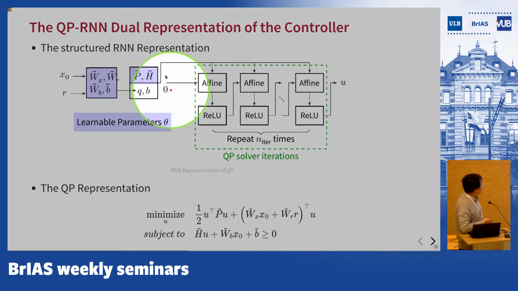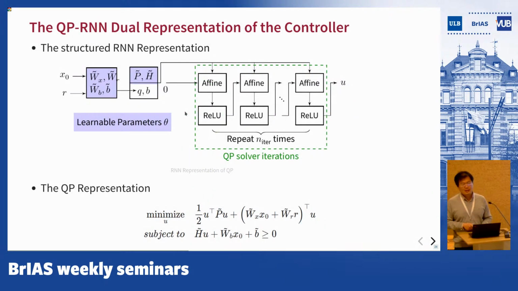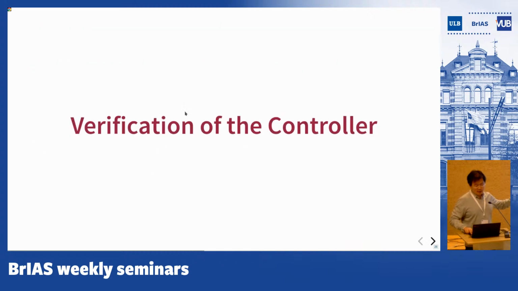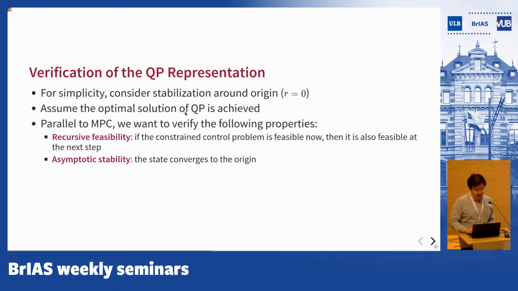On the other hand, once you have this, you can recover this QP representation. You can go back to the optimization problem, saying, now I have a very compact representation of my controller. Probably I can do certain things. For example, in MPC, what we care about is the verification of the controller. So that goes back to the title of this talk.